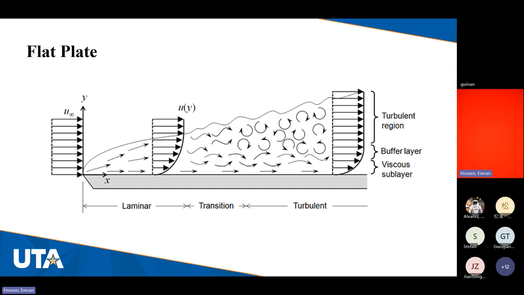Next, I'll show a little bit about the flat plate. In the last presentation, Oscar described a little bit about the flat plate. Here I'll just describe the three layers applied in the flat plate, which are important for our later slides showing the results and comparison. The first layer is the viscous sublayer, then the buffer layer, and then the turbulent region. In the turbulent region, we have a lot of vortices, and the viscous sublayer is nothing but laminar flow. In the buffer layer, we can also see small vortices, but not as many as in the turbulent region.